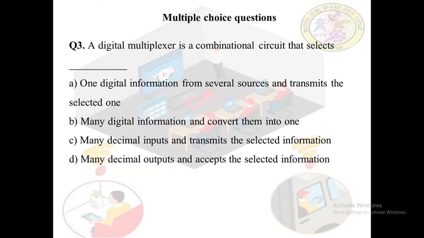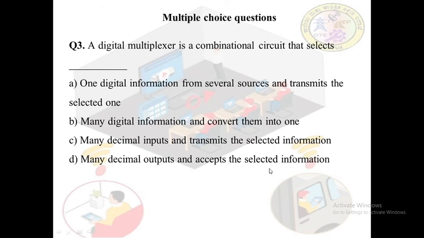Question 3. A digital multiplexer is a combinational circuit that selects dash. Option A, one digital information from several sources and transmits the selected one. Option B, many digital information and convert them into one. Option C, many decimal inputs and transmit selected information. Option D, many decimal outputs and accepts selected information.